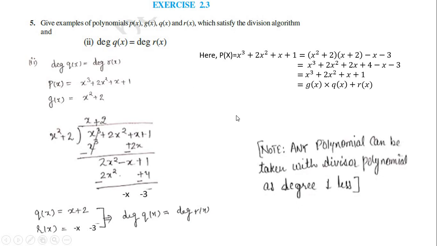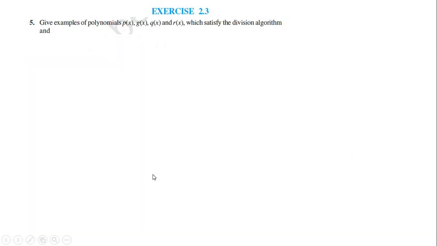So let us check what we can observe from this example. Any polynomial you can take with the divisor polynomial of degree 1 less. Here I have taken the divisor polynomial whose degree is 1 less than the dividend polynomial. That kind of example you can also take. There can be many possible answers, and this may be one condition. You can take many other conditions, and in such a way you can write polynomials which satisfy both conditions. Let us check one more example.